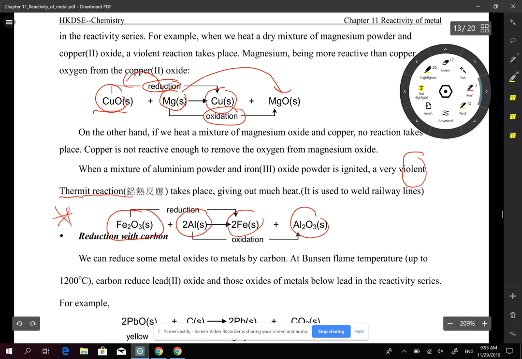So for the extraction, actually it is the most important reaction. It has once been asked in a public exam. Once, not always, okay? But you should know this reaction.